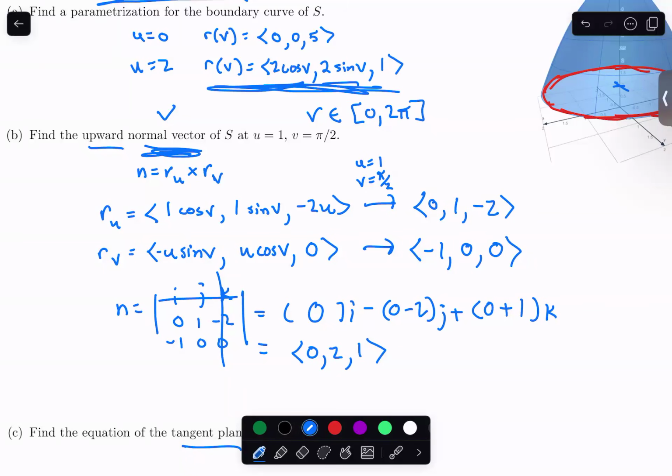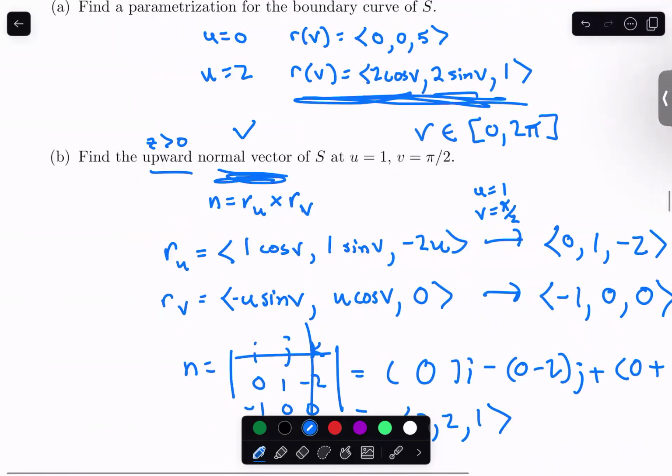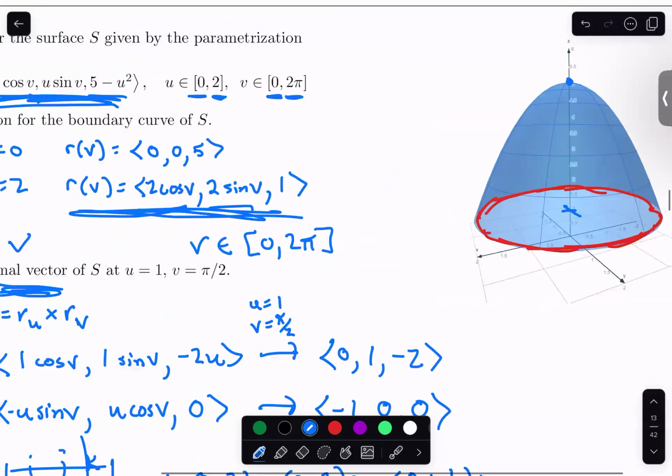So if you had to put a mathematical equation behind the word upward, what would that be? Sure, positive z, right? So z should be positive if you want it pointing upward. Because when I have my surface here, and I don't know exactly where this point is, but let's suppose it's right here.